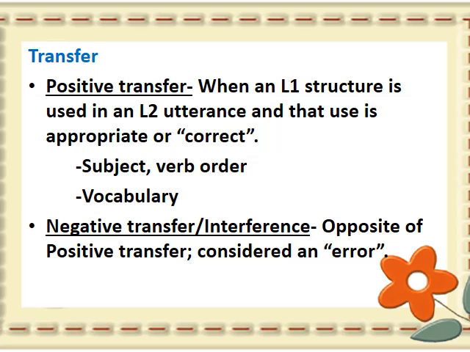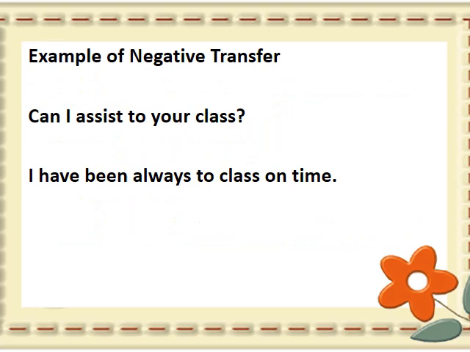Positive transfer, when a first language structure is used in a second language utterance and that use is appropriate or correct. Subject or vocabulary. While negative transfer is the opposite of positive transfer, considered an error. The example of negative transfer: Can I assist to your class? I have been always to class on time.